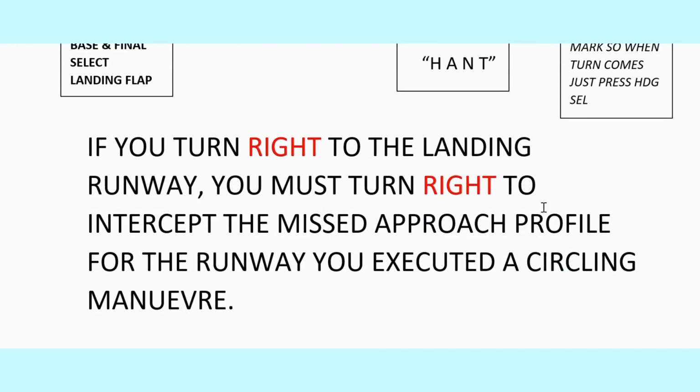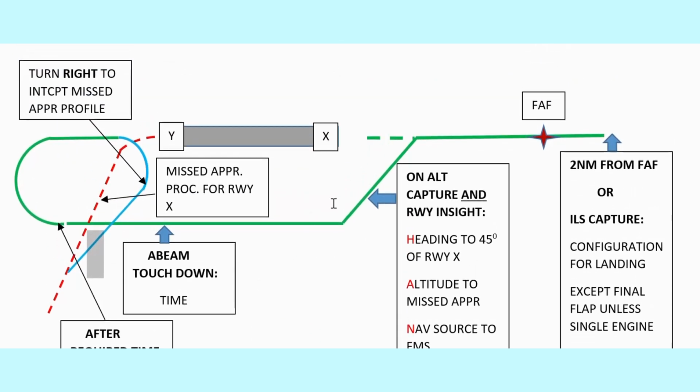For the runway you executed a circling maneuver, so you executed a circling maneuver for runway X, and you've done all this. Instead of landing here, you thought, okay, I don't think I'll make it because of so and so reason, so you will turn right again after you go around and intercept the misapproach for the runway you're coming into. I hope that makes sense.